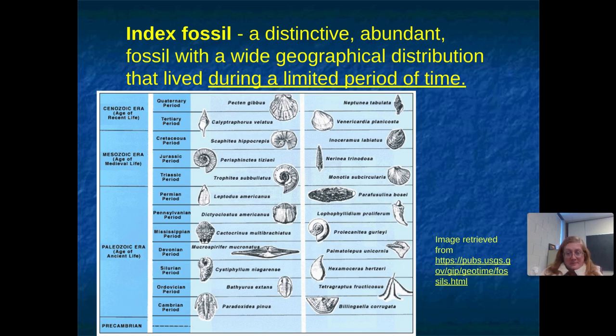And so, like I said, there's a trilobite. These are some of the others that are well known. A lot of them are ocean organisms, because remember, oceans cover at least 70% of our planet at any specific time.